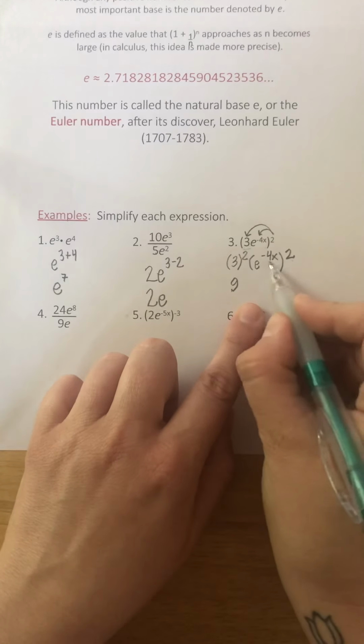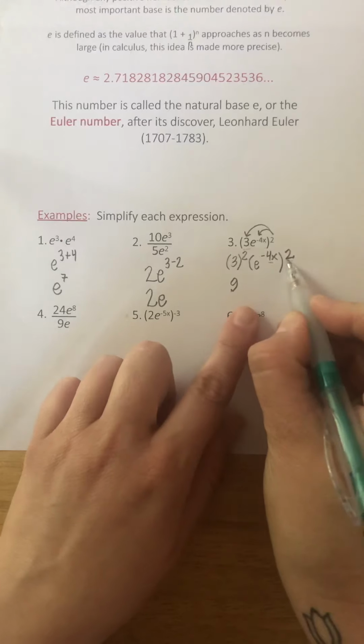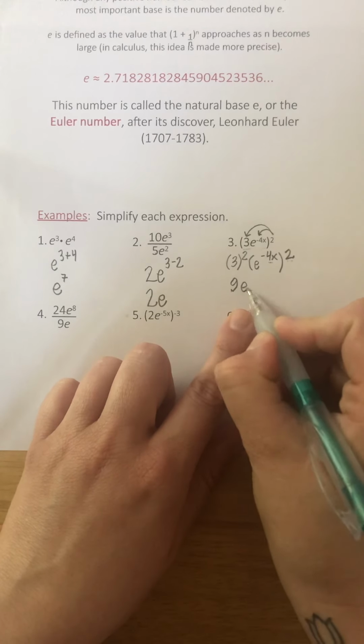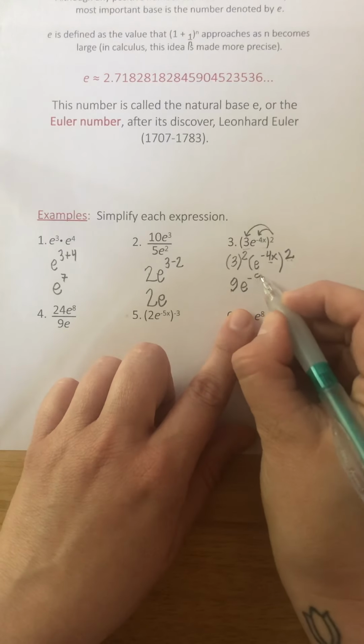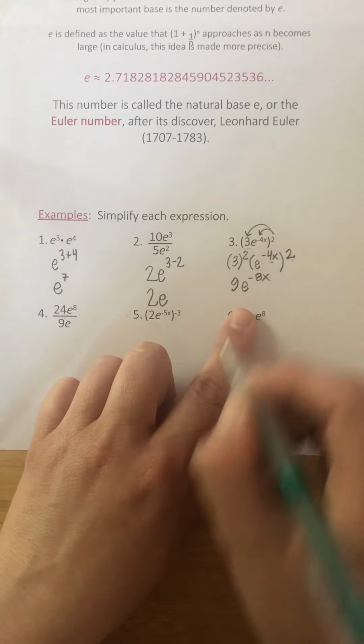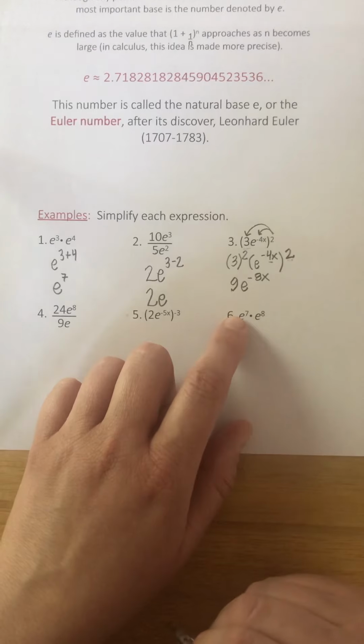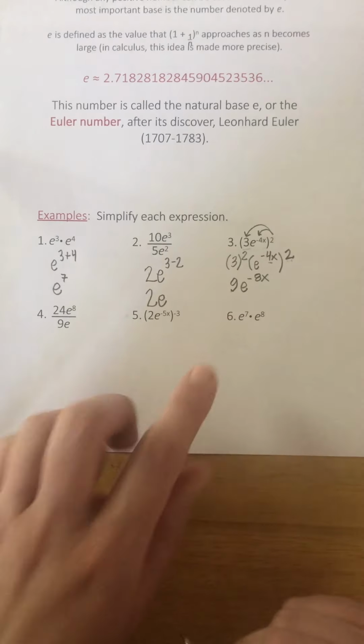Here we're going to do a power to a power. That means we multiply those together. So we keep our base of e. We're going to multiply negative 4x times 2. That gives us negative 8x. It's looking pretty good, but it's not the final answer because remember, we don't want to have negative exponents.